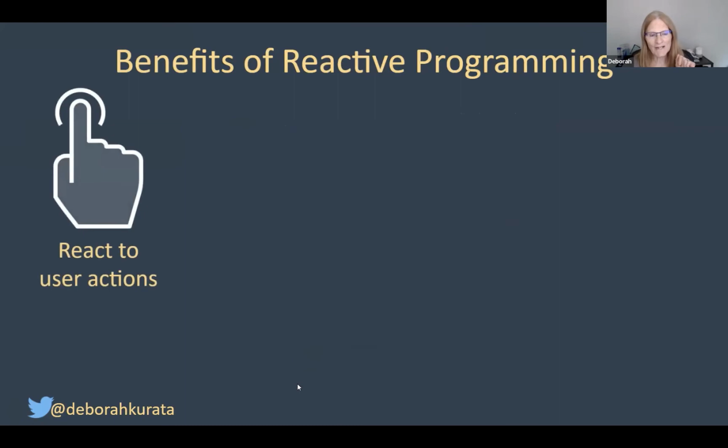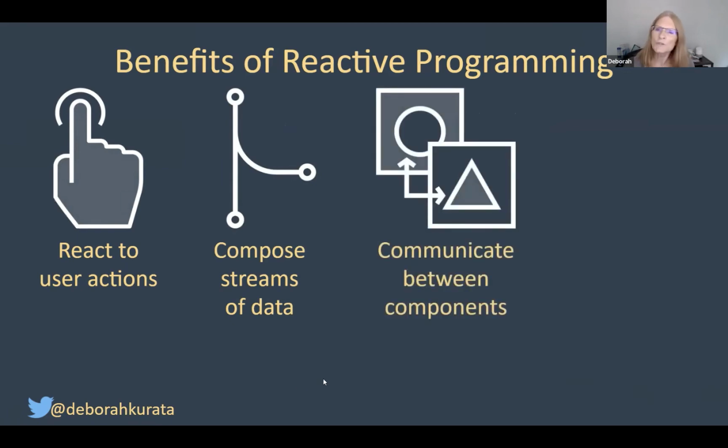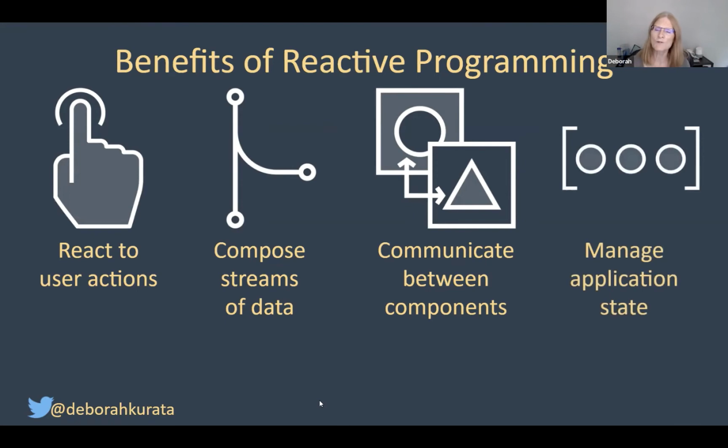Some benefits of reactive programming: we can react to user actions. We can compose data streams, as we saw in our little total example. We can communicate between components. So now, without tightly coupling our item component and our summary component, they are both reacting to the same change. You can kind of think of that as communicating between those components without tightly coupling them. And we can also manage state. We can keep track of what that quantity is and hold on to it.